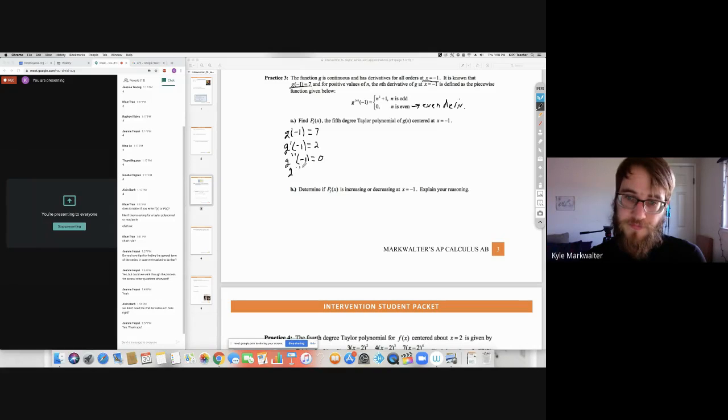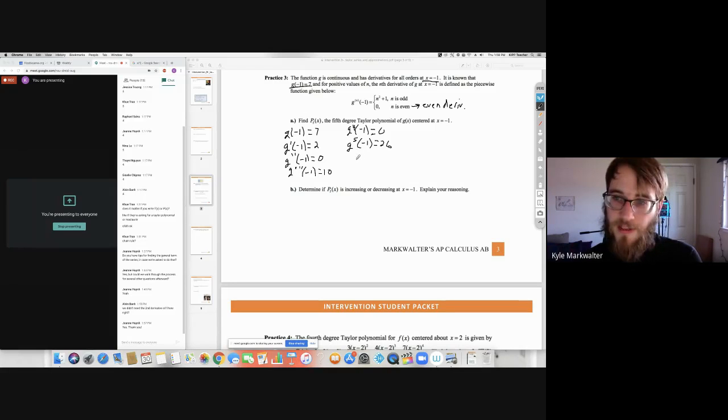Third derivative at negative 1. Third derivative, that's odd. 3 squared plus 1 is 10. Fourth derivative at negative 1. Fourth derivative, that's even, so my derivative is 0. Fifth derivative at negative 1. That's odd. Take n squared plus 1. 5 squared, 25 plus 1 is 26.